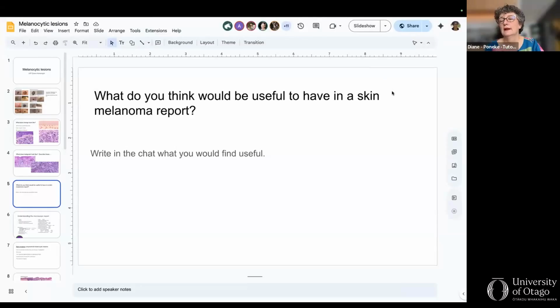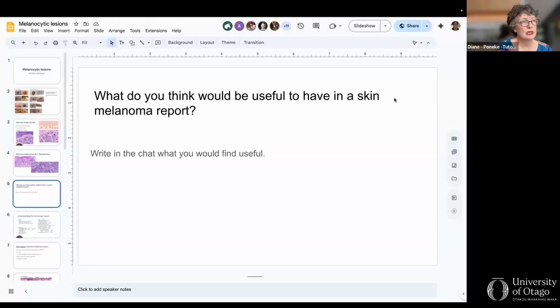All right. Lots of people say depth. So yes, we want to stage it properly. We want the margins to know whether it's been cut out. And then we want some other prognostic things like perineural and vascular invasion. That's IHC findings, probably, though that would not necessarily apply because we know it's a melanocytic lesion. We don't have to prove it's a melanocytic lesion. You rely on the pathologist for that.